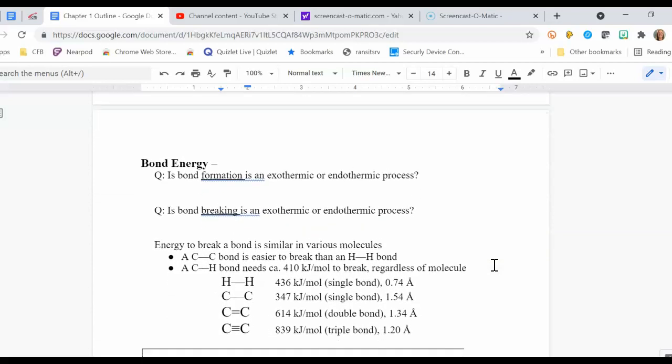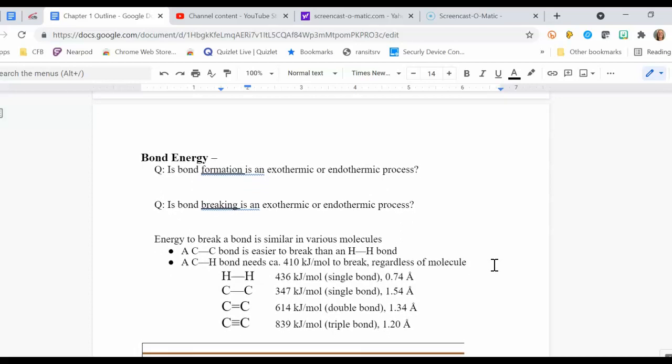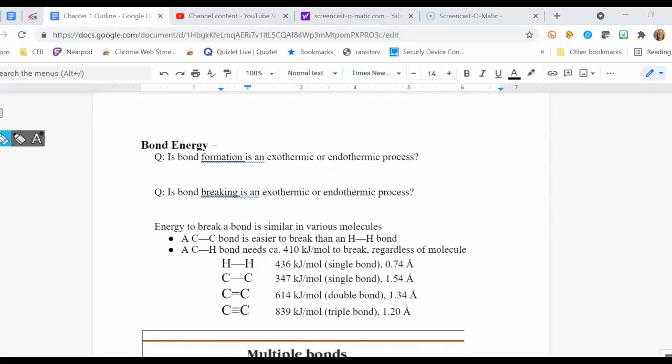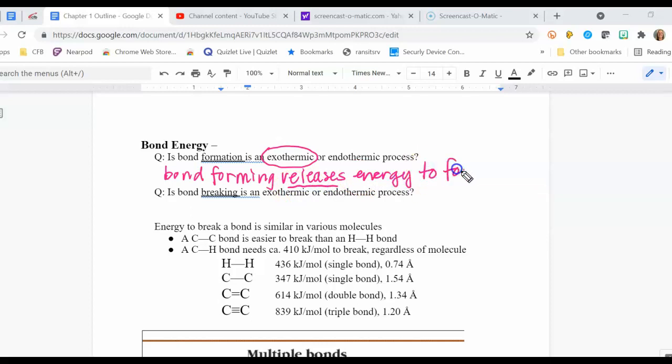So bond energy and bond breaking and bond formation. This is a cornerstone for IB, so let's make sure we got this. Bond formation is going to be an exothermic process. Bond forming releases energy to form stable bonds. Okay, so remember that was the reaching of the lower potential energy.